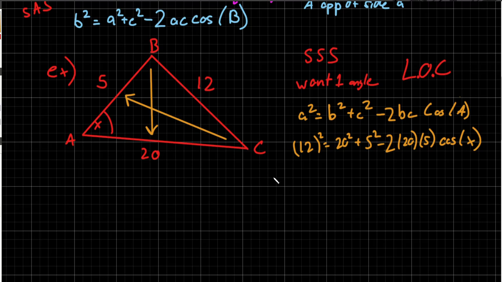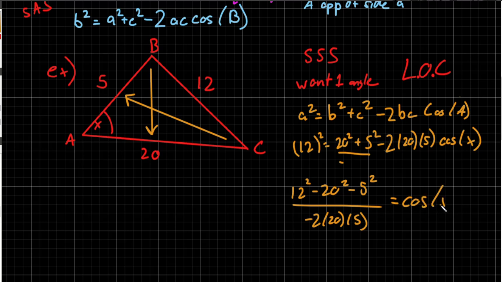Okay, I'm just going to move some things over. All of this I can subtract over onto the other side. So I have 12 squared minus 20, or you can just do the math and do it that way. That's fine too. Negative 20 squared plus 5 squared. No. Minus 5 squared over negative 2 over 20 over 5 equals cosine of x.